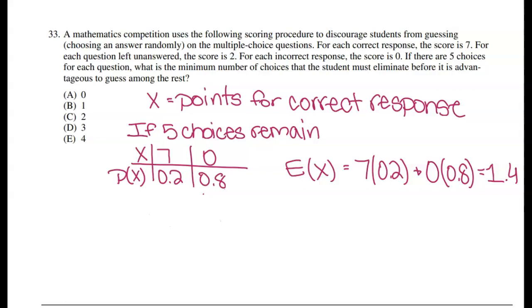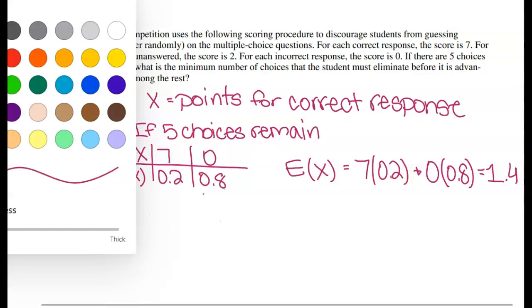And so if we found our expected value when there's 5 choices remaining, we take 7 times 0.2 plus 0 times 0.8, and we have an expected value of 1.4. So in this case, we would have been better off just leaving it blank because we would have gotten 2 points for a blank response versus an incorrect response, right?